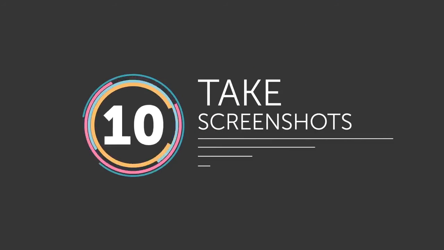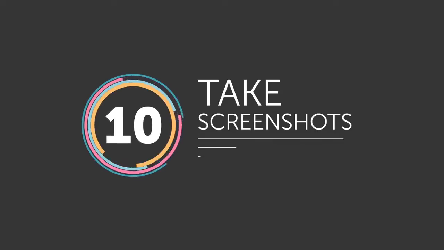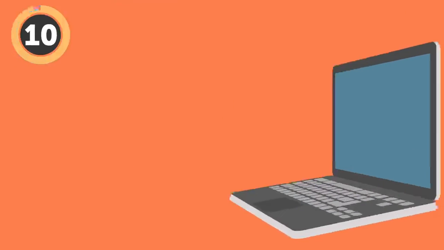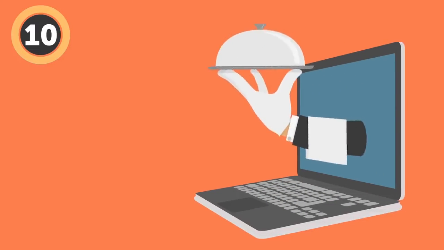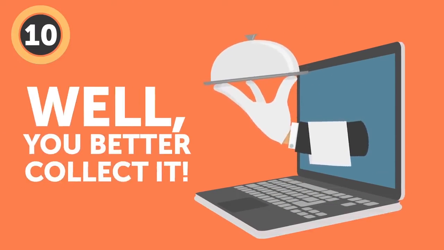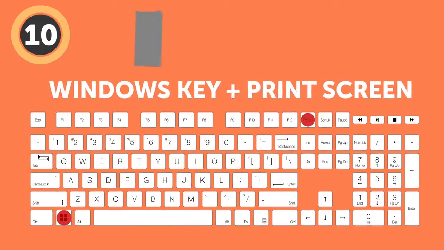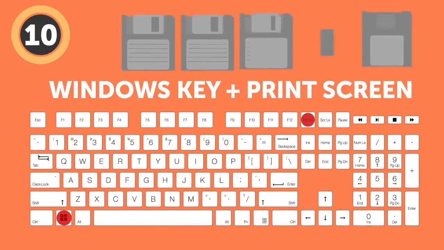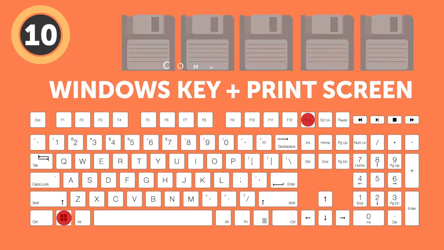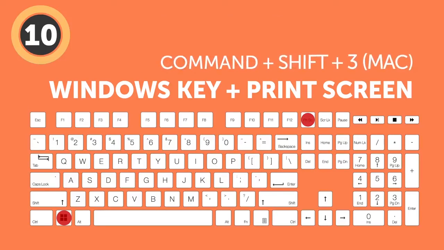Number 10. Take screenshots. Oh, you found that tiny evidence. Well, you better collect it. Use the Windows key plus print screen to take a screenshot and immediately save it in the image folder on your hard drive. Mac also lets you take screenshots by pressing Command plus Shift plus 3.